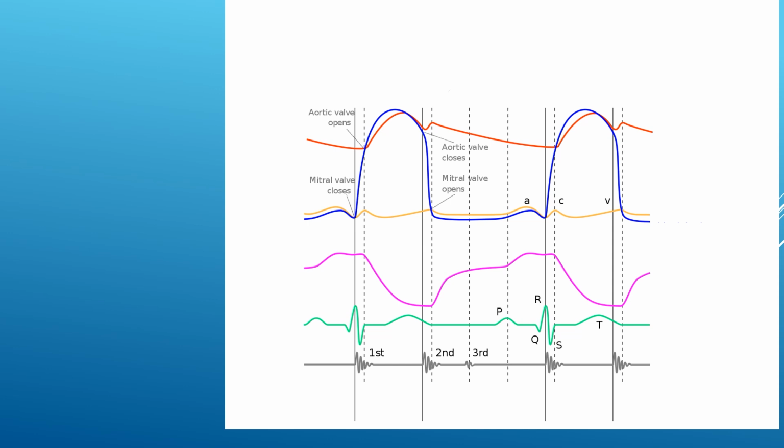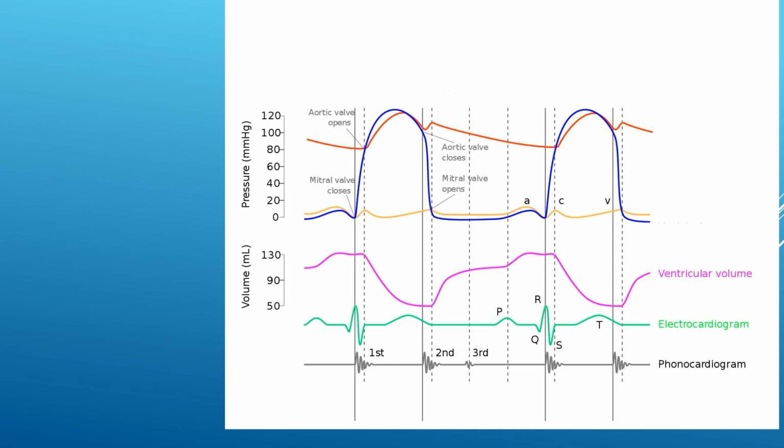Firstly, you'll note multiple lines on the diagram that are broken down into pressure, volume, ECG, and sound elements. You'll note by the pressure ranges that the diagram is focused on the left side of the heart, although a similar diagram could be drawn for the right side of the heart. Noting how much easier it is to measure arterial blood pressure, the reason for this should be evident.